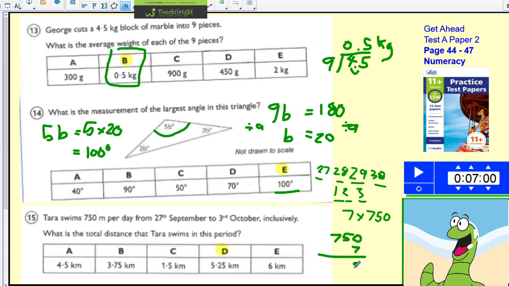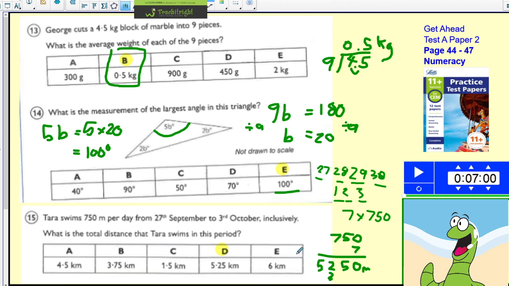So 7 times 0 is 0. 7 times 5 is 35. 7 times 7 is 49, but 49 plus 3 is 52. So 5,250 meters, but we need to convert that into kilometers.